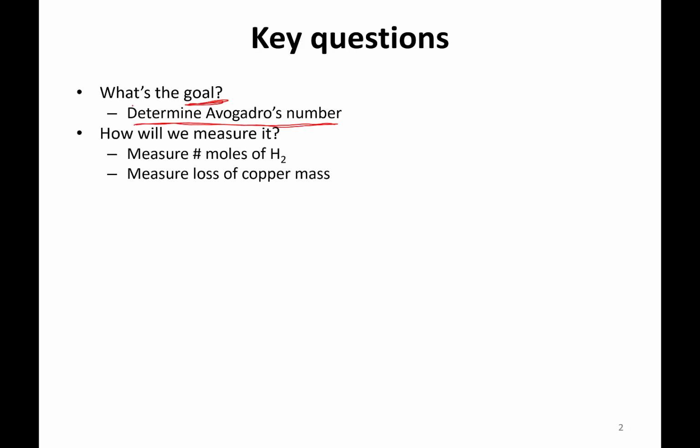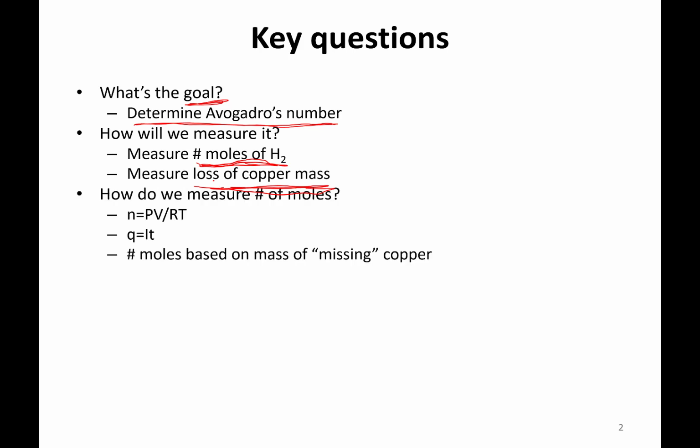And so of course the next question you're going to ask is, well, how are we going to measure that? Well, quite simply, we're going to measure the number of moles of hydrogen gas that we're going to collect in an inverted tube. And at the same time, and independently, we're going to measure the loss of copper of a copper wire.